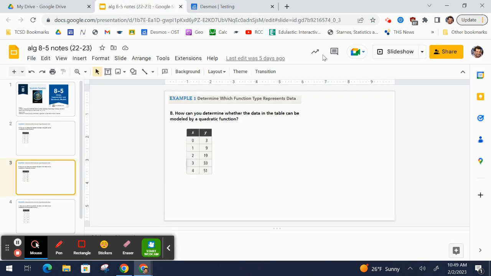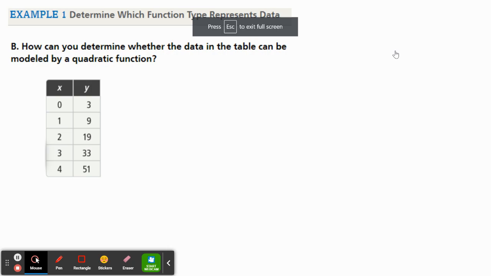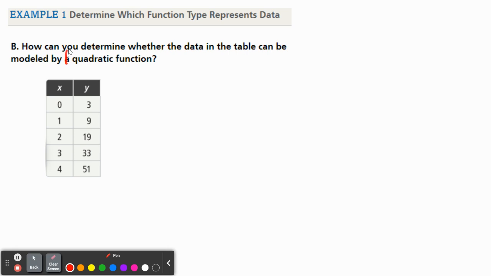All right, so let's go to example 1b. Now it wants us to show why this is a quadratic model. So now we're looking at how can we show if something is a quadratic model. Well, when we're doing quadratics, because it is x squared, we're looking for constant second differences. So keep that in mind: x squared, quadratic, second difference. And again, it's the second difference in the y's.